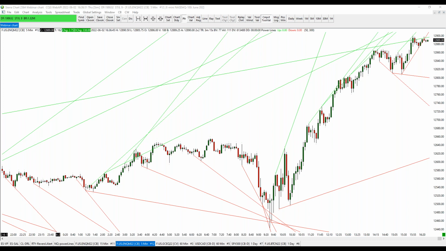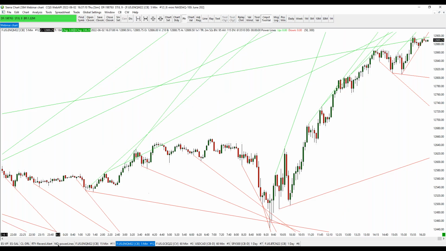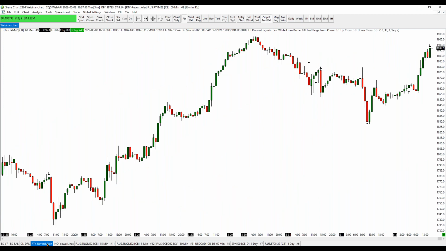This is for the NASDAQ's lines, or for the power lines. Once we put things together, you will understand a little bit more how it works. Reversal signals for SierraChart is the simplest indicator that I have. I don't depend on it heavily unless I am scalping and it combines with other things. It's not something you depend on by itself. It has to be a combination with other things.